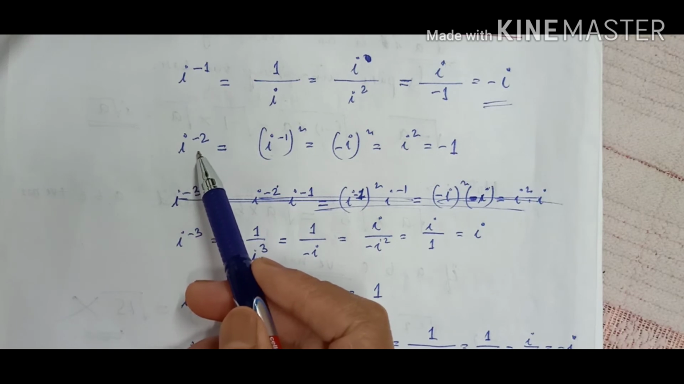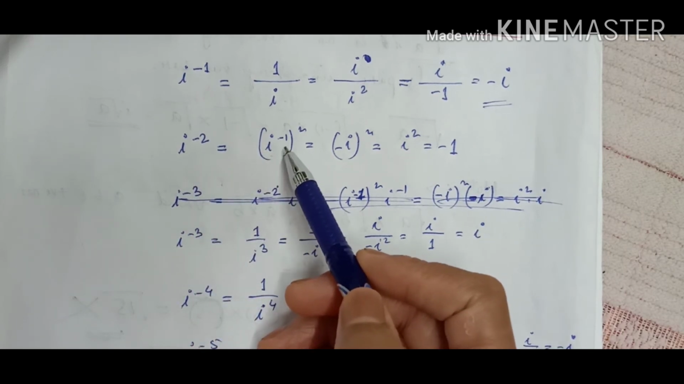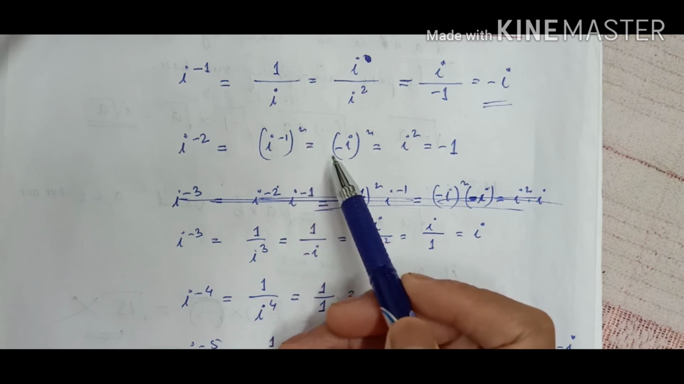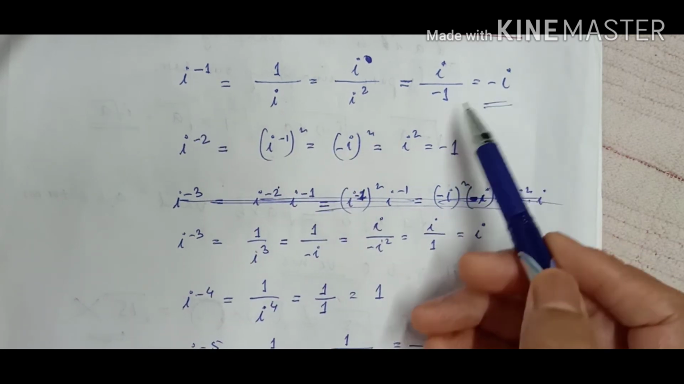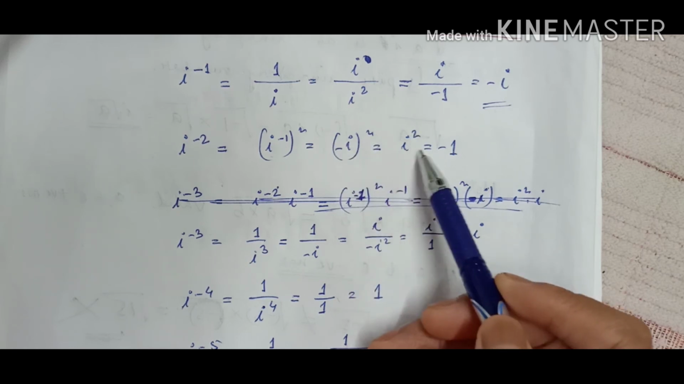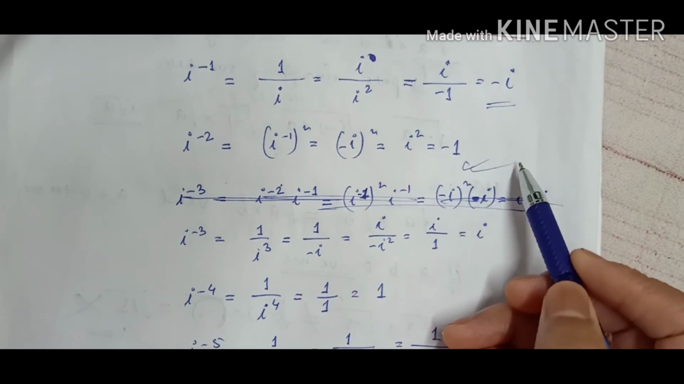Likewise, i to the power minus 2. Now i to the power minus 2, what can we write? i to the power minus 1, whole squared. i to the power minus 1, we know it is what? Minus i. So likewise, minus will go, i squared equals this one.